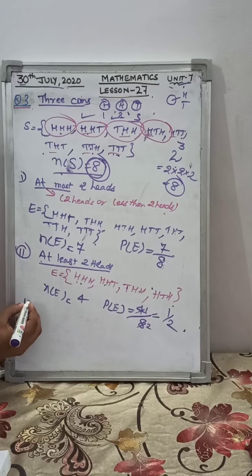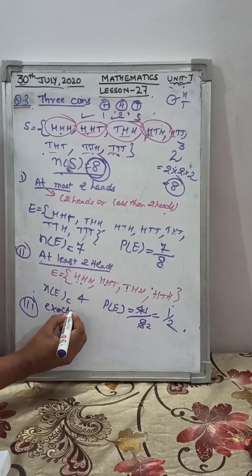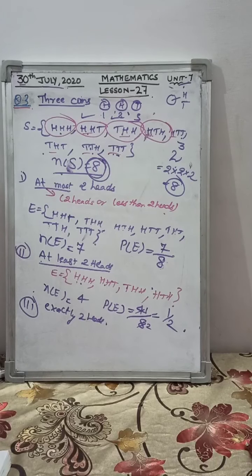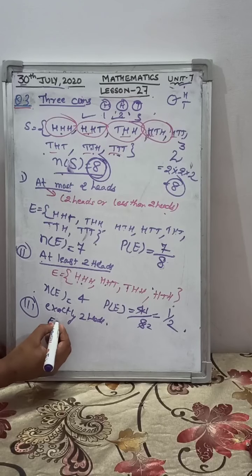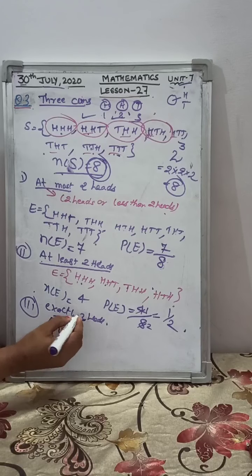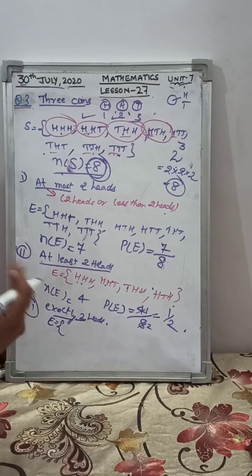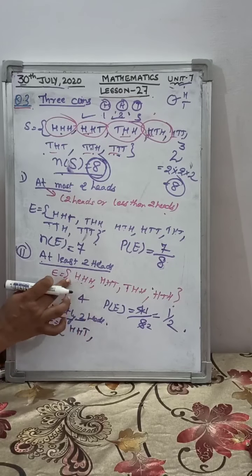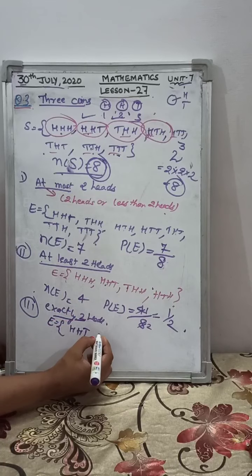Now the third part. The third part says exactly 2 heads. In exactly 2 heads, what do we have to do? So the event will be for exactly 2 heads. Only 2. You cannot take less than 2 or more than 2 this time. So leaving this one, you can take all 3.